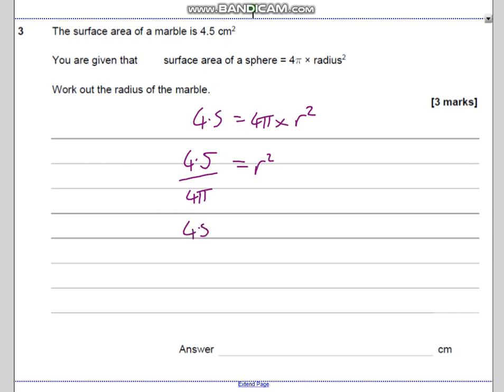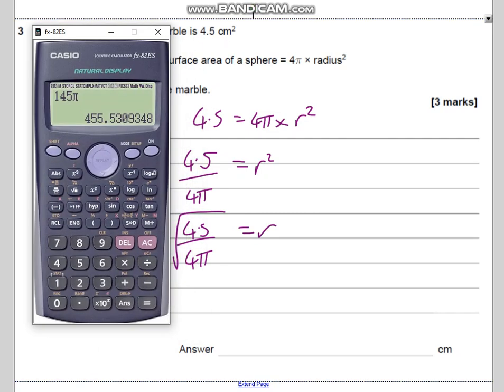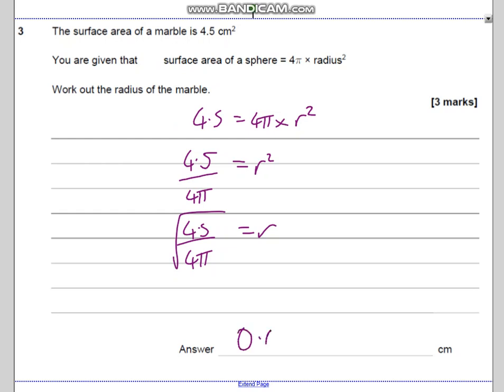But we just want the radius. So 4.5 divided by 4 pi and then square rooted will be equal to r. So all we now have to do is get our calculator back on. And let's do that. So square root fraction 4.5 on the top and 4 pi on the bottom, and there we go, 0.598, but obviously I'm just going to round that to 0.60 centimeters.